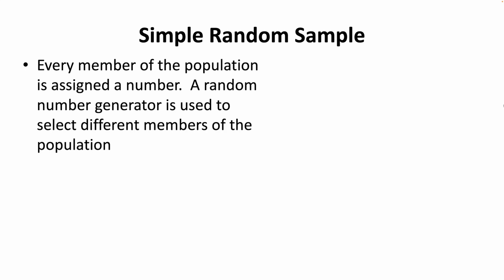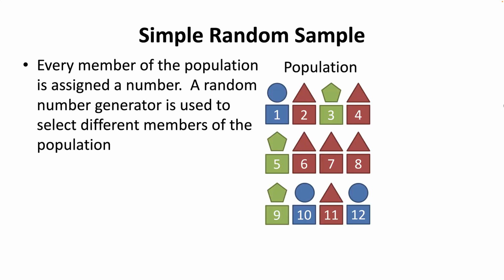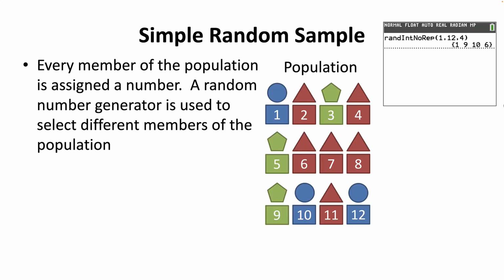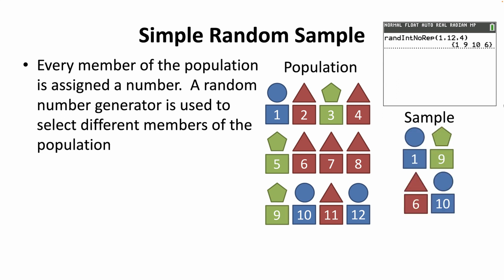First, let's take a look at what's known as a simple random sample, or SRS. In a simple random sample, every member of the population is assigned a number. A random number generator is used to select different members of the population. So here's my population from 1 to 12. Now, I went over to my calculator and I asked the calculator to give me 4 random numbers between 1 and 12 with no repetition. It selected 1, 9, 10, and 6. So if I was taking a simple random sample, my sample would be members 1, 9, 6, and 10.